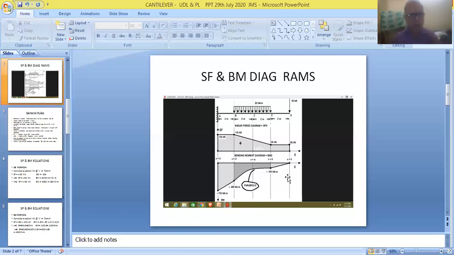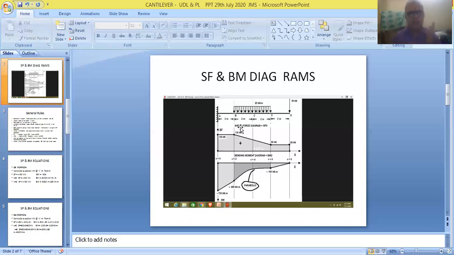So we got these values while doing calculations. First value is 0, and second value is minus 100. Third value is minus 460, and finally we got the last value as minus 720. So we have to plot all these values in this diagram. So we are taking bending moment values and plotting this diagram. So it is called as a bending moment diagram.